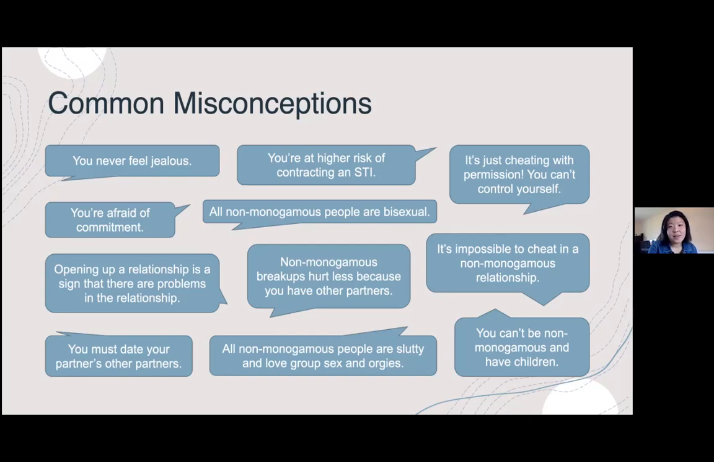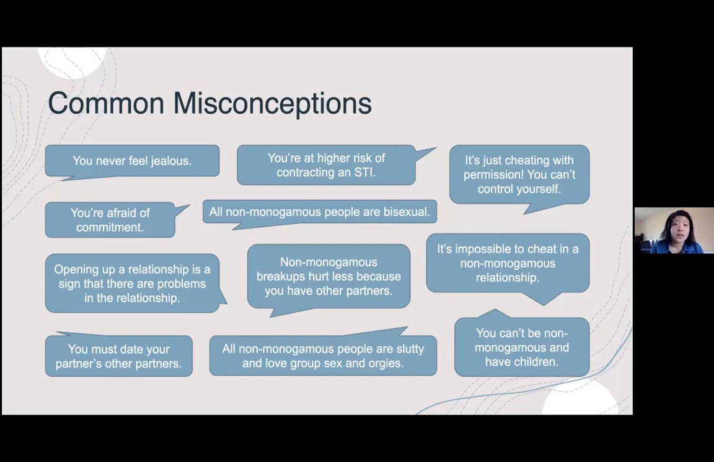So to the right, this is another super common one. A lot of people think that if you're non-monogamous and you're engaging in sex or relationships with multiple people, you must be at higher risk of contracting an STI. Now, this seems to make sense on the surface, right? If you have more partners, then you're more exposed to various STIs, and therefore you're more likely to get one. But actually, statistics have shown that this is not true.